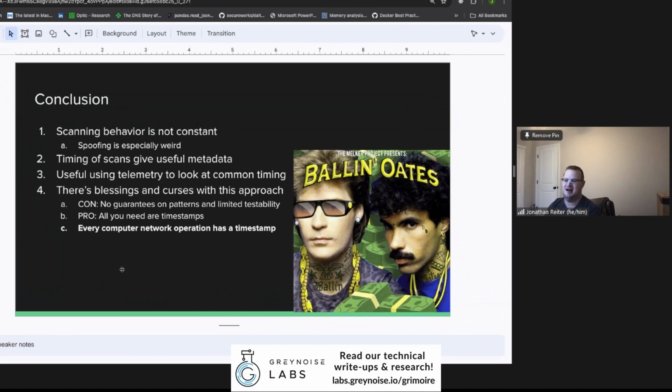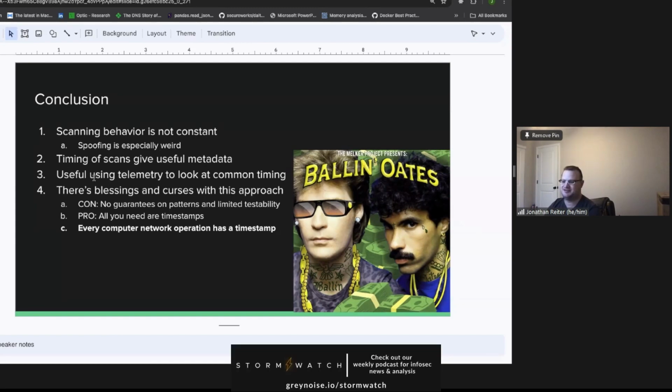Scanning behavior is not a constant behavior, and specifically, year to year, in 2024 with PRC scanners, we're seeing a lot of weird spoofing behavior. The timing of scans still gives you useful metadata that you can use to work on hypotheses of shared infrastructure. Mainly what you're looking for is common timings. What happens together, what happens apart.